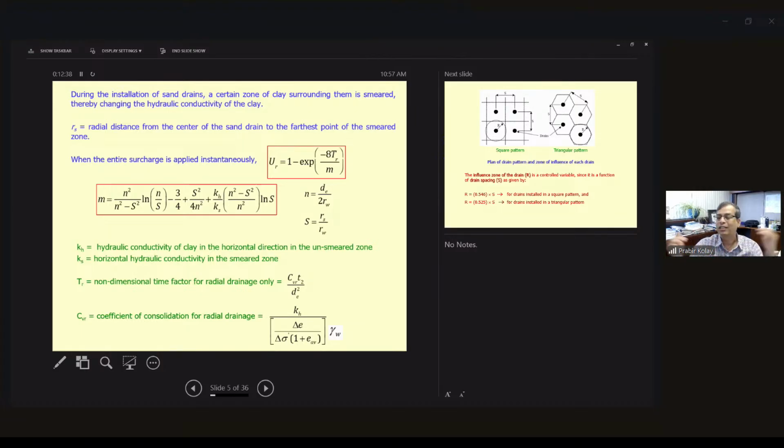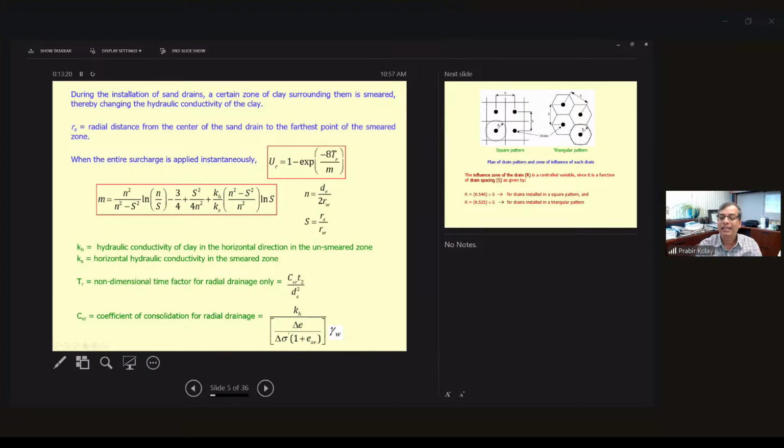But when you consider the radial direction, we just write U_R, and the equation is 1 minus e to the power minus 8 T_R by m, where T_R is the time factor. Whatever you studied in consolidation, T_R depends on the degree of consolidation. T_R is equal to C_VR times t divided by D_E, that is the equivalent diameter.